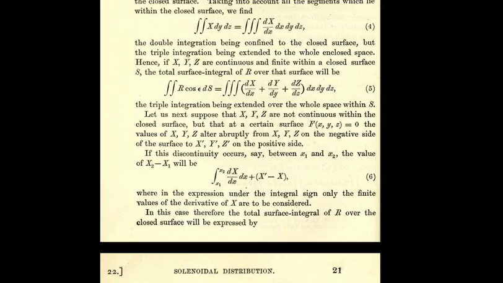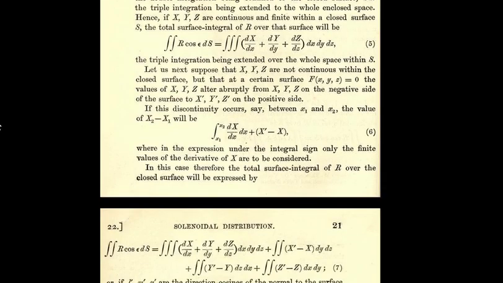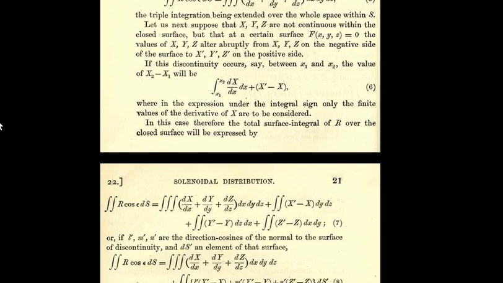Let us next suppose that X, Y, Z are not continuous within the closed surface, but that at a certain surface Sigma, where phi of x, y, z equals 0, the values of X, Y, Z alter abruptly from X, Y, Z on the negative side of the surface to X', Y', Z' on the positive side. If this discontinuity occurs, say between x1 and x2, the value of X2 minus X1 will be equal to the integral from x1 to x2 of dX by dx dx plus (X' minus X). Equation 6.